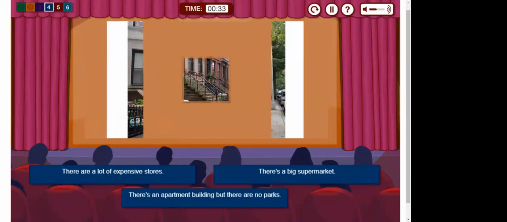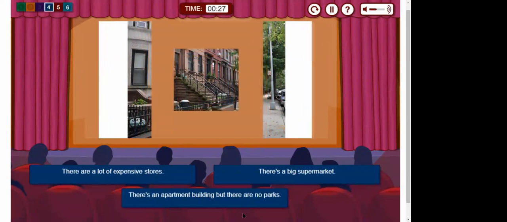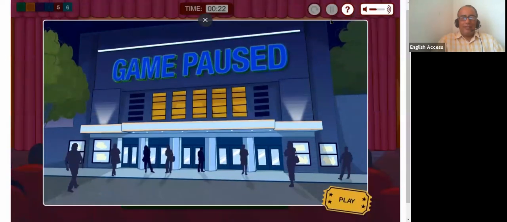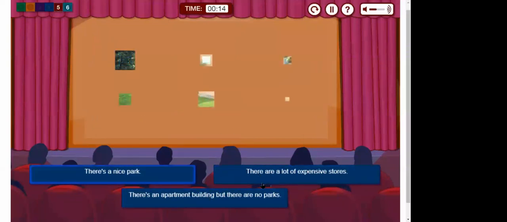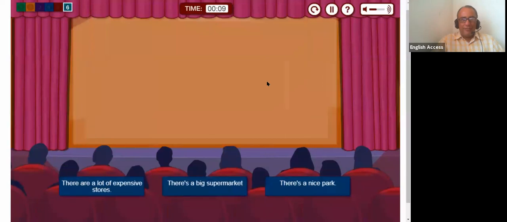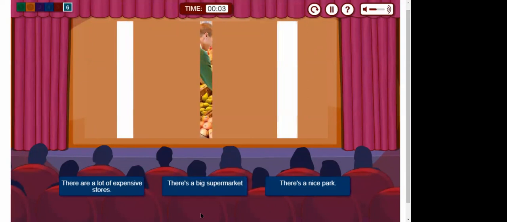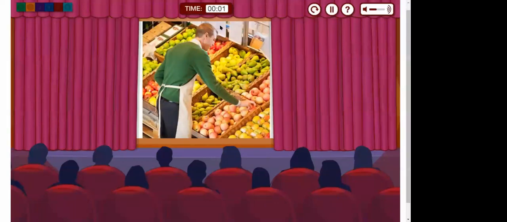The apartment building, there are not parks. Apartment building, yes. Okay, sorry. What is that? Okay. This is an apartment building. And finally, number 5, Fatima. There's nice park. A nice park. Very good. The time is running out. 10 seconds, Francisco. Supermarket. There is a big supermarket. Yes, okay. Just in time.